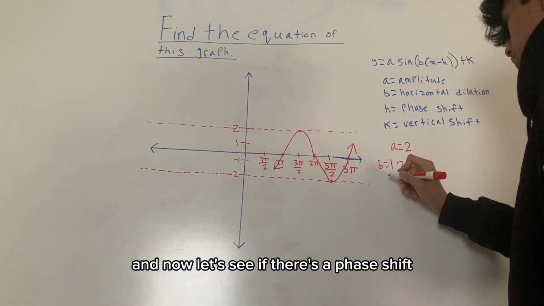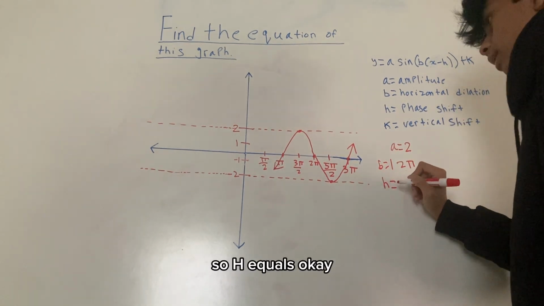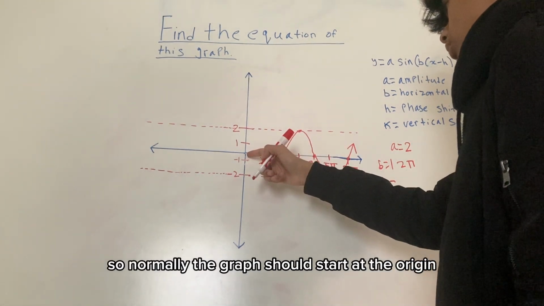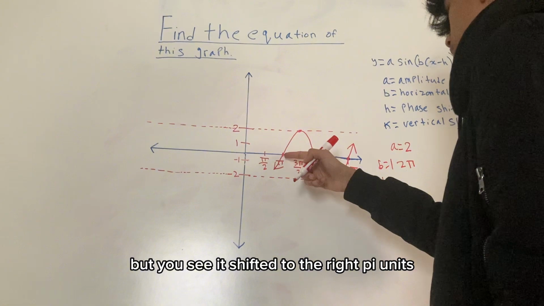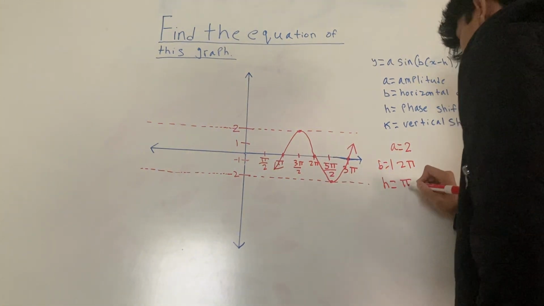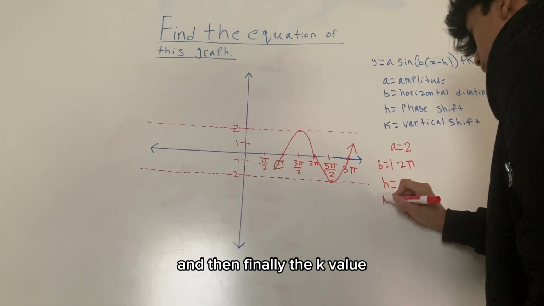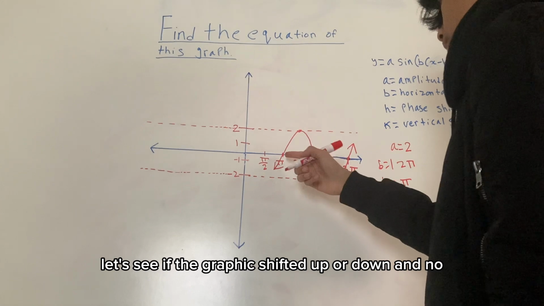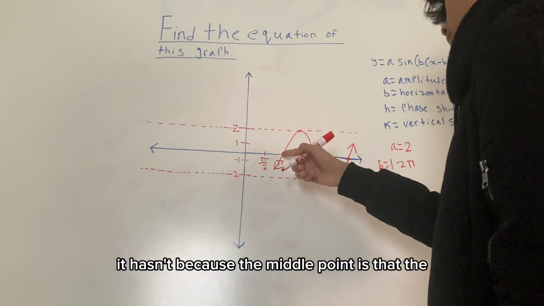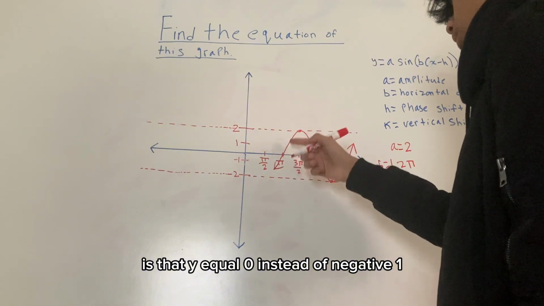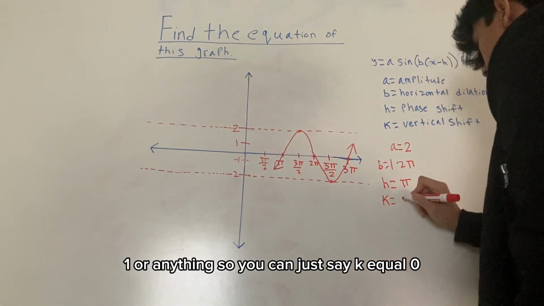And now let's see if there's a phase shift. So h equals, okay, so normally the graph should start at the origin, but you see it's shifted to the right pi units. So we can just say that h equals pi. And then finally, the k value. Let's see if the graph is shifted up or down. And no, it hasn't, because the middle point is at y equals 0 instead of -1, 1, or anything. So we can just say k equals 0.